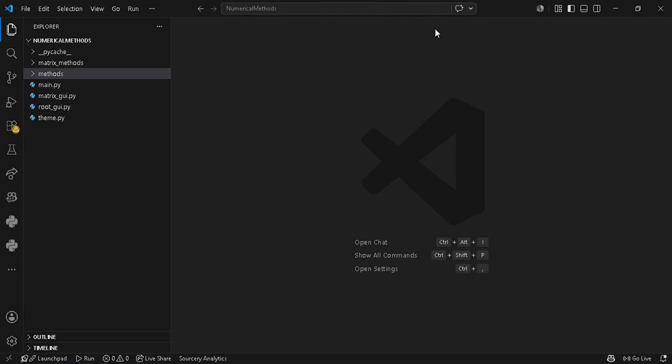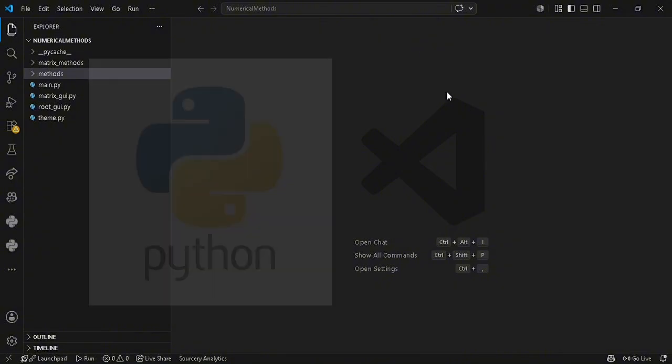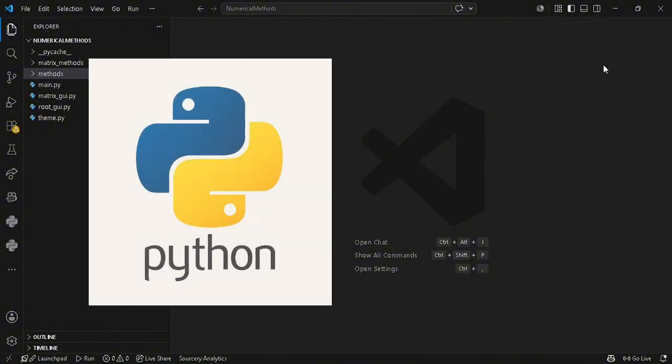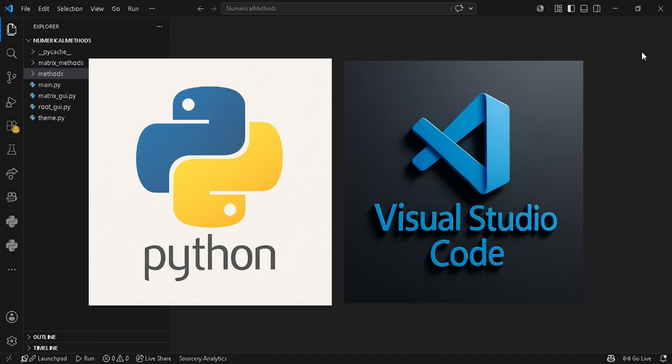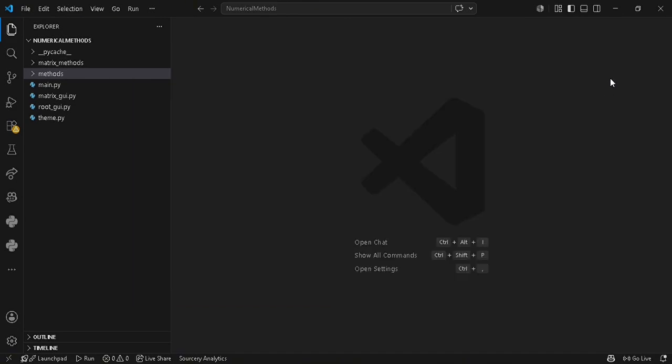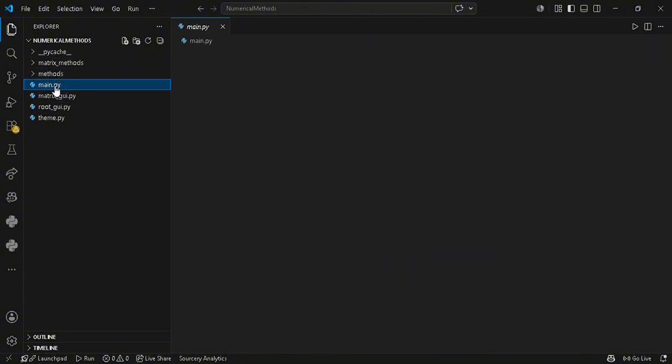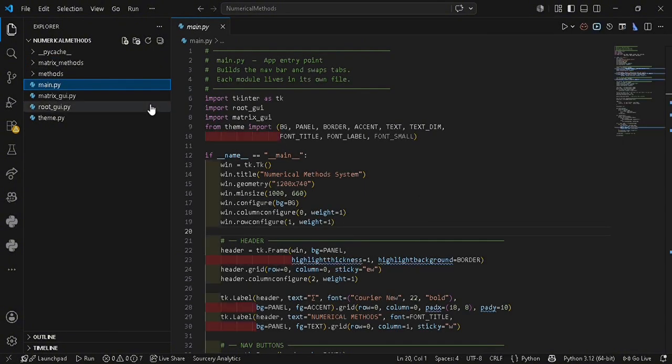Today, I'm presenting my numerical methods and matrix operations desktop application built entirely in Python using tkinter for the interface and Visual Studio Code as my IDE. The project follows a modular structure. The main.py file is the entry point. It builds the window and handles tab switching.